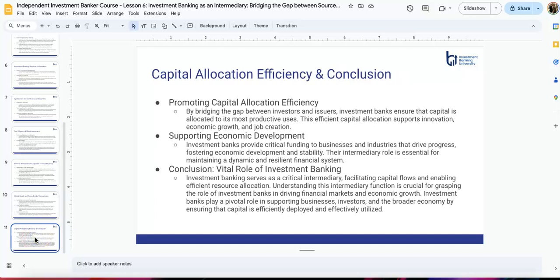Finally, we're talking about efficient capital allocation, allocation of capital to its highest and best use, which is really the capital management game. By bridging the gap between investors and issuers, investment banks ensure that capital is allocated to its most productive uses and supports economic development, driving progress and economic stability. In terms of the vital role of investment banking, they serve, once again, as a critical intermediary, facilitating capital flows and enabling efficient resource allocation.